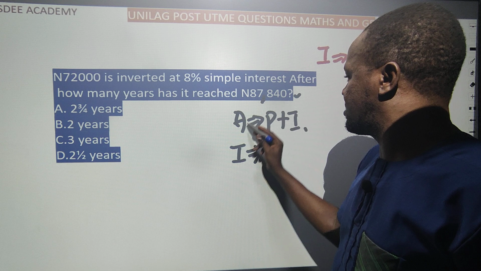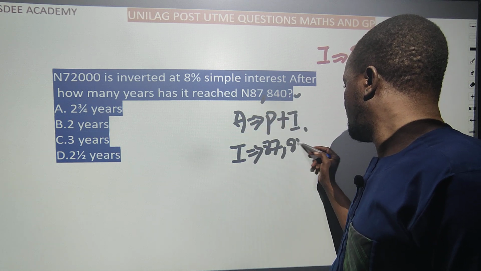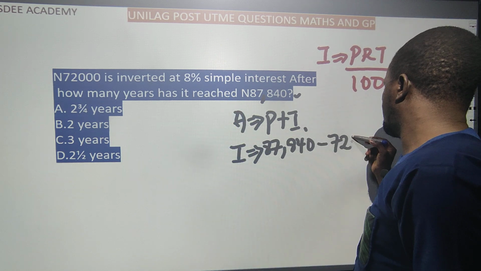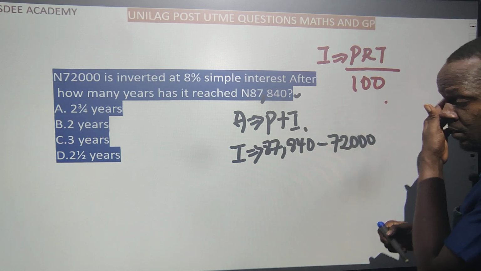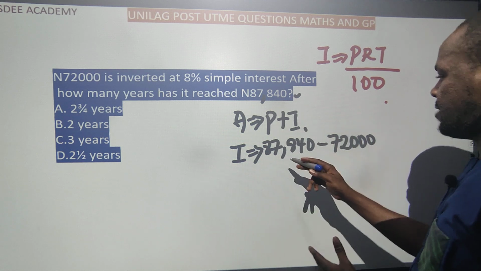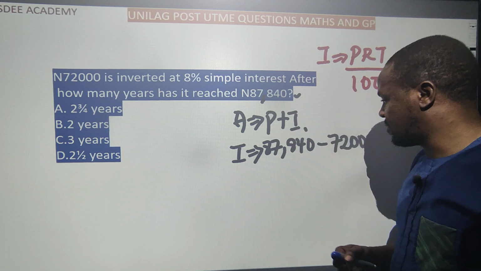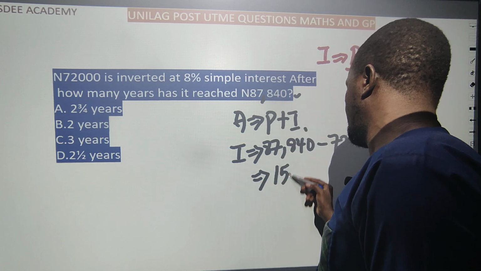That means you subtract A minus B. That is 87,840 minus 72,000. So everybody knows 72 plus 8 is 80,000. So 8,740. So 7,840. So we have 8,000 plus 7,000. So I'm saying 15,840. If I'm not mistaken, my admins are there.